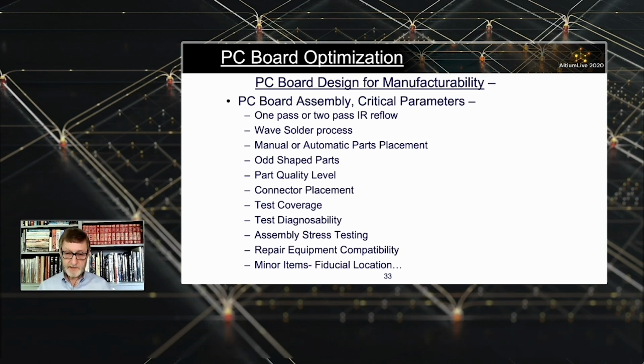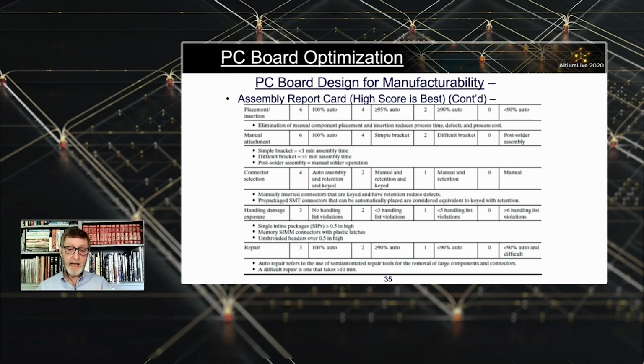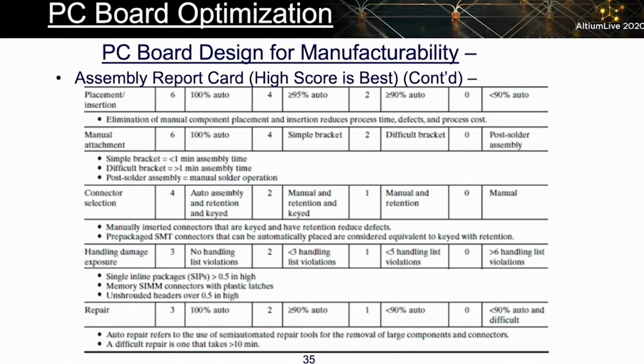This slide, this bullet list on slide 33, comes from Happy's paper. Take a hard look at it. Read Happy's paper. Go to Altium's website, download this paper. It has all of these bullet items in it and talks about their importance and what you need to know about them. This picture on slide 34 and the one on slide 35 are also in Happy's paper.